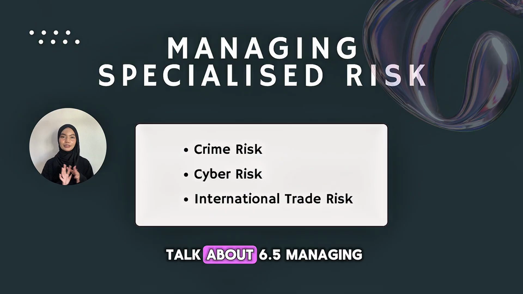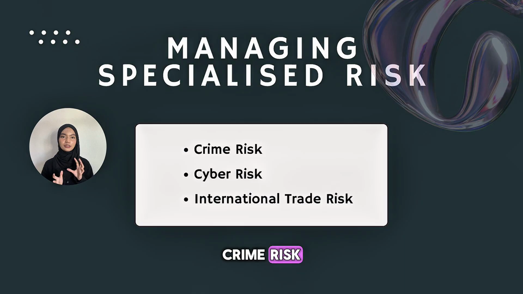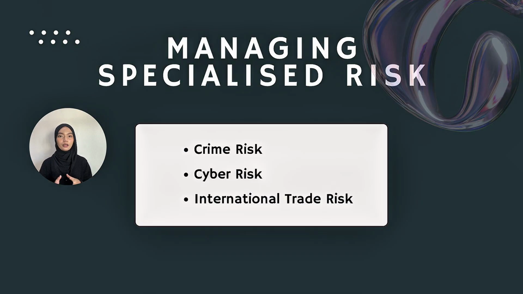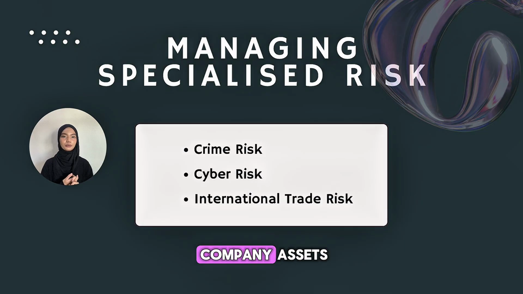So now I will talk about 6.5 Managing Specialized Risk. Crime risk. Crime risk refers to the losses caused by criminal activities such as theft, fraud, or robbery. For example, an employee may steal company assets, causing financial losses to the organization.